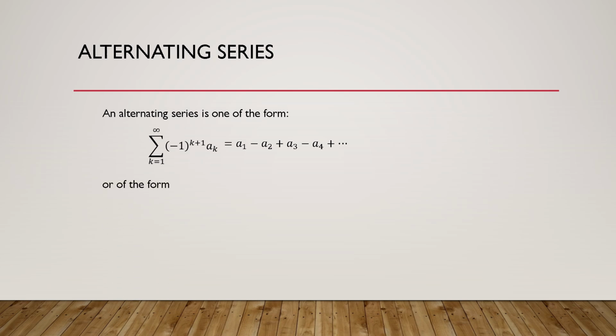It can also take the form of the opposite sign, where the sum from k equals 1 to infinity of negative 1 to the k times a sub k. This series equals negative a sub 1 plus a sub 2 minus a sub 3 plus a sub 4, and so on. This holds where a sub k is greater than 0 for all integers k greater than or equal to 1.